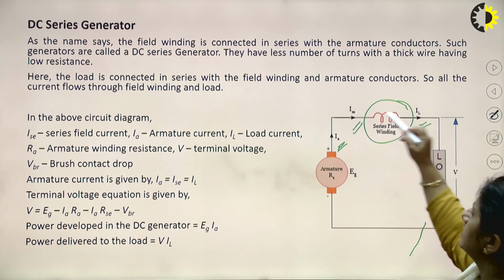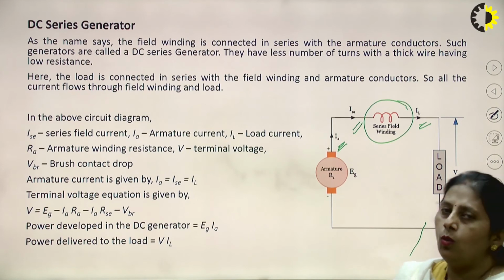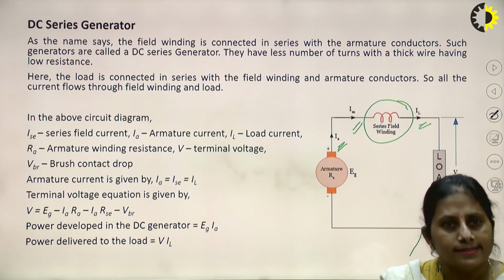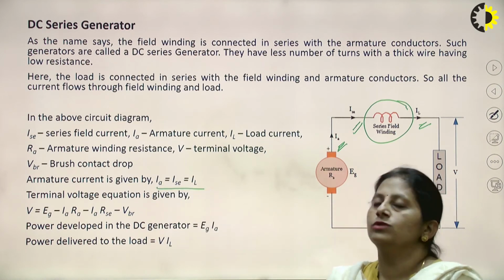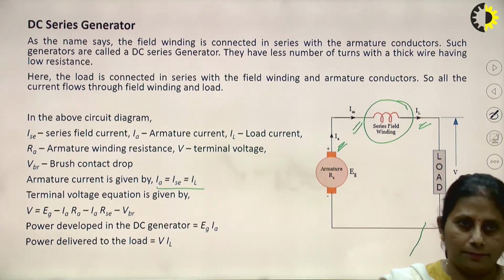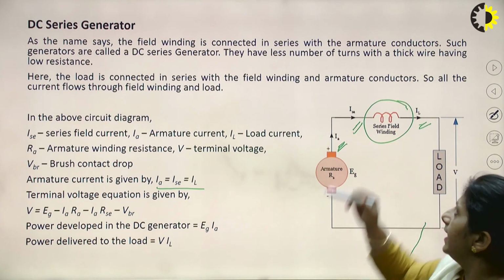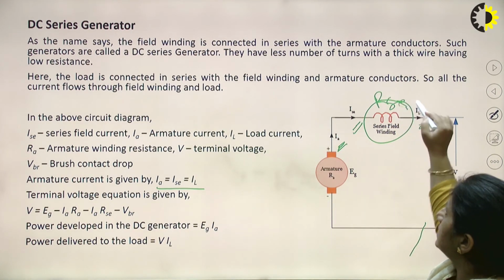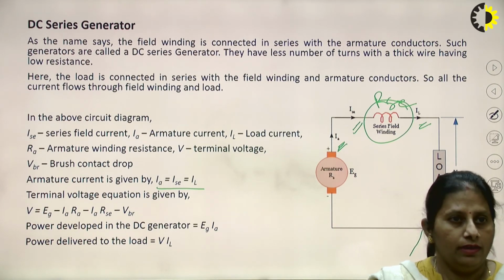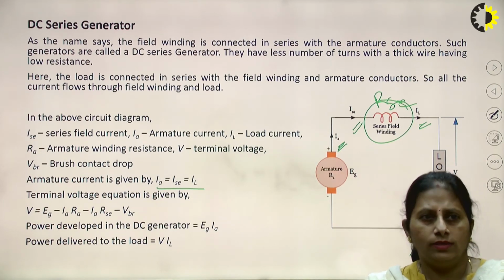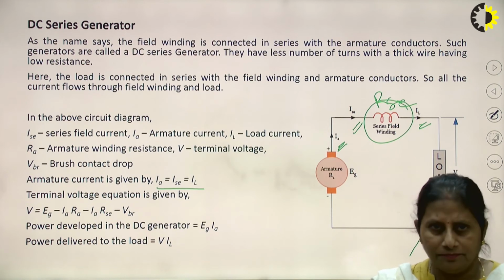It can be seen, it's a series circuit being formed. All the three currents would be the same. So IL is equal to ISE is equal to IA. All the three currents would be the same, right? Once again, if I say RSE is the series field winding resistance, the terminal voltage equation is going to remain the same, right?